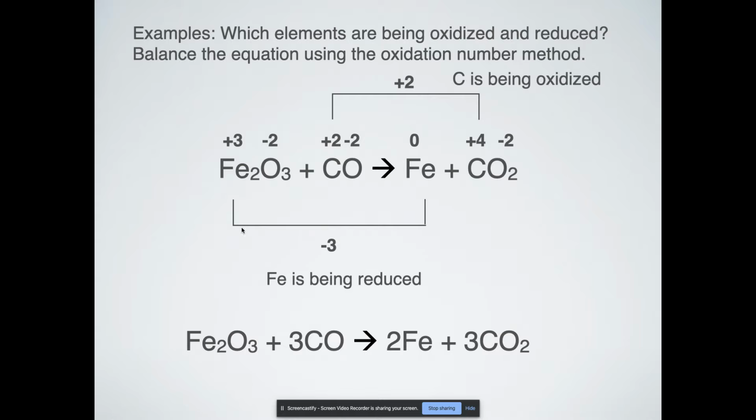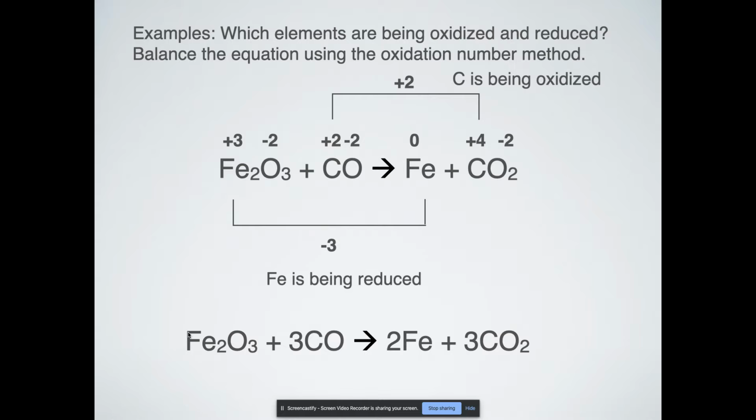Now here's where it gets a little tricky, because if I multiplied both of these by 2, I would now have 2 on this side and I would have 4 on that side. So I really only need a 2 here in order to have 2 irons here. And now I have my complete balanced equation. So that's one way of using the oxidation number method in order to balance equations.